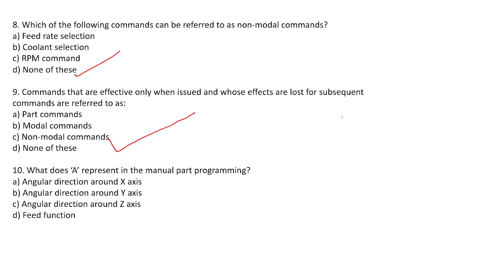These axes are part of the machine tool's coordinate system, basically used to specify the position and orientation of the cutting tool relative to the workpiece. By mentioning that command in the NC program, the programmer can control the orientation of the tool and produce complex shapes and features in the workpiece. So that is the angular direction around the x-axis in manual part programming.